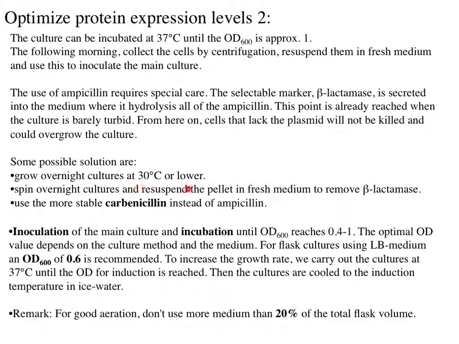You grow overnight cultures at 30 degrees or lower, spin overnight cultures and resuspend pellets in fresh media to remove the beta-lactamase. Use the more stable carbenicillin instead of ampicillin. You can inoculate the main culture and incubate until the OD reaches 0.4 to 1. The optimal OD value depends on the culture method and the medium. And if you're using LB medium, an OD of 0.6 is recommended. To increase growth rate, you carry out cultures at 37 until the OD for induction is reached.